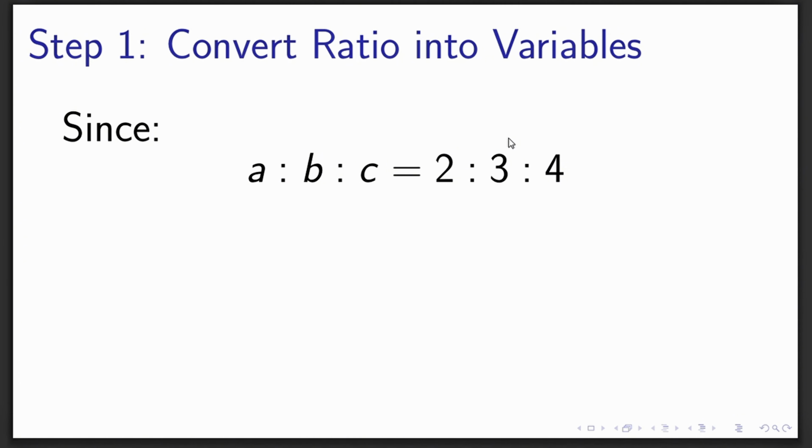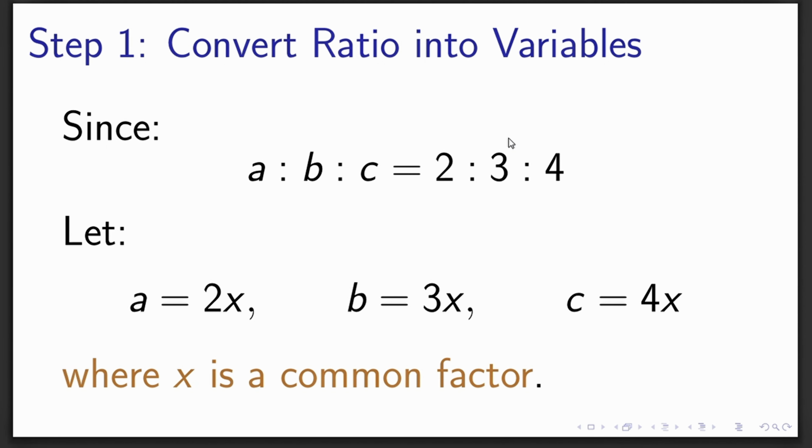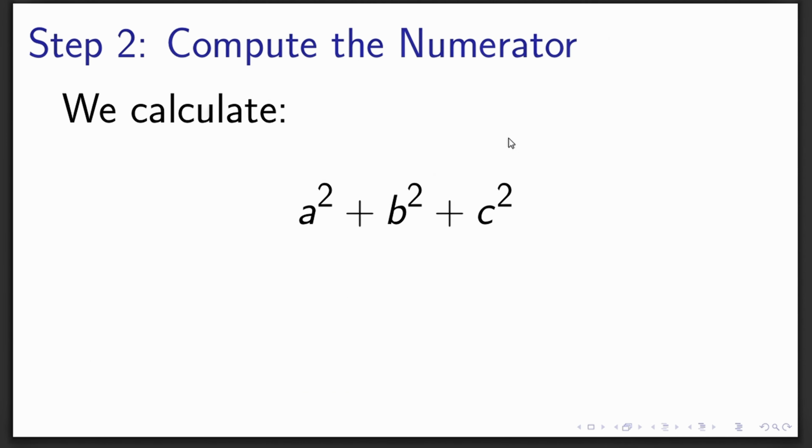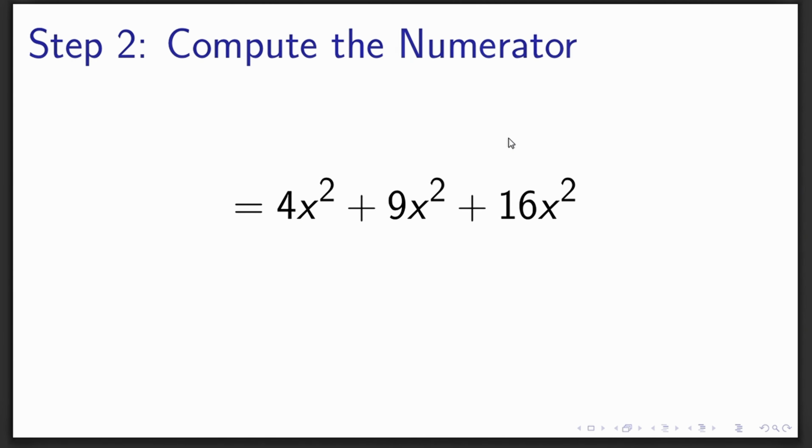When I define the variable, I will get A equal to 2x, B equal to 3x, and C equal to 4x, where x is a common factor that we have. Now I'm going to compute the numerator, that is A square plus B square plus C square. I'm going to substitute the values. I will get 2x whole square plus 3x whole square plus 4x whole square. We know that 2x whole square will be 4x square, 3x whole square will be 9x square, and 4x whole square will be 16x square. When we combine these all, I will get 29x square.